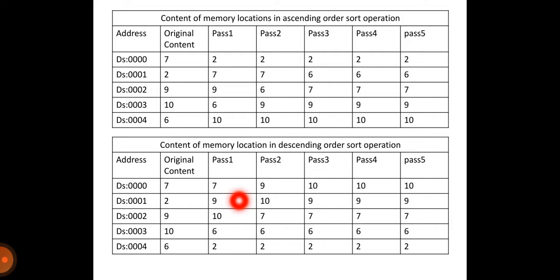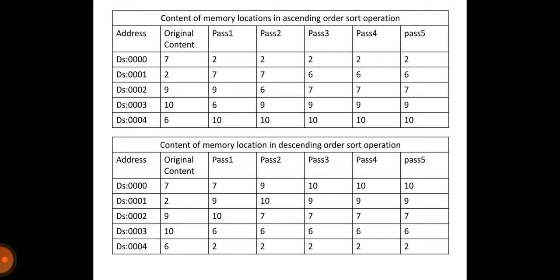7 compare with 10, 10 comes first. Then 7 compare with 6, 7 comes first, and then no need to compare 6 and 2. Here 9 compare with 10, 10 comes first. 9 compare with 7, 9 comes first. Now in this third pass we have got our sorted array.